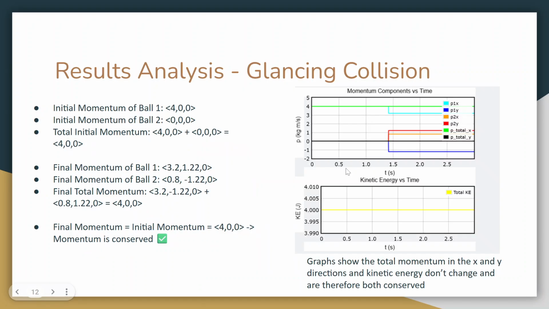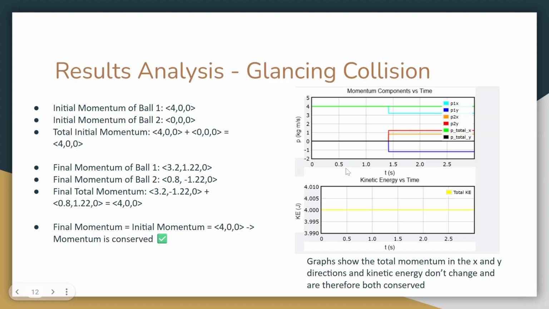So analyzing those results, the initial momentum of ball 1 is 4, 0, 0 using mv. Initial momentum of ball 2 was 0, 0, 0, and the total momentum was therefore 4, 0, 0. And from the video, we can see the final momentum of ball 1 and 2. Adding those together, we again get 4, 0, 0, which means that final momentum is equal to initial momentum and the momentum is conserved.